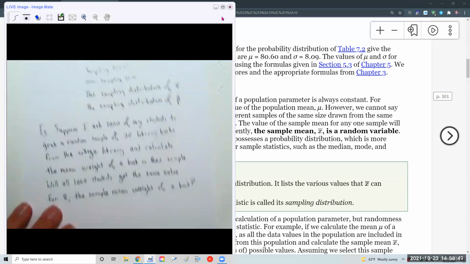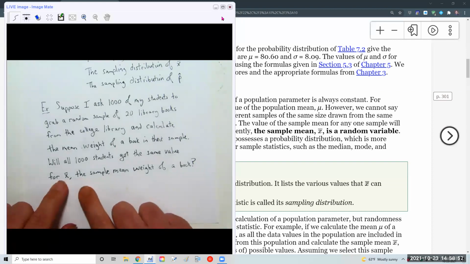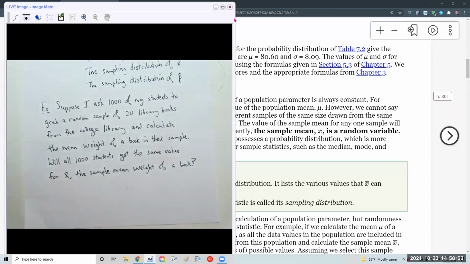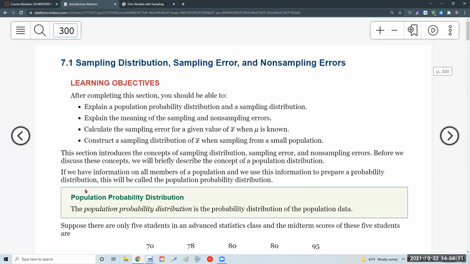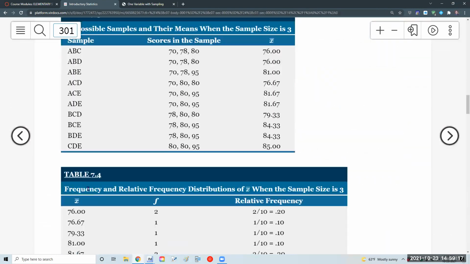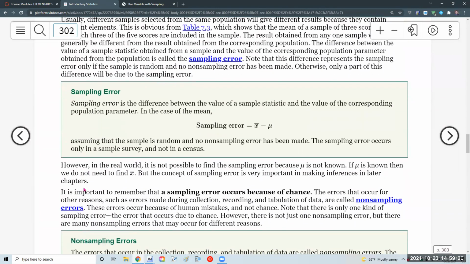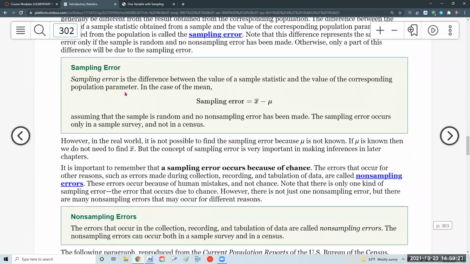Now, in that case, I've got 1,000 students turning in 1,000 different values for the sample mean, X bar. Each one of those values of X bar will be a certain difference away from the actual mean mu, and that difference is called sampling error. So let's take a look at that definition. Sampling error is the difference between the value of your sample statistic and the value of the corresponding population parameter.